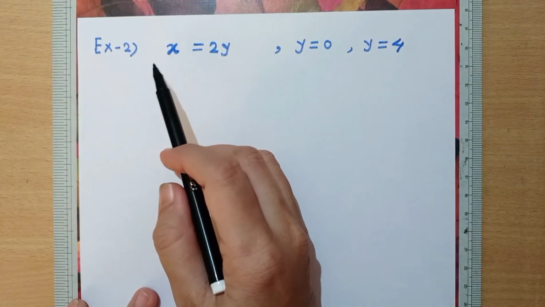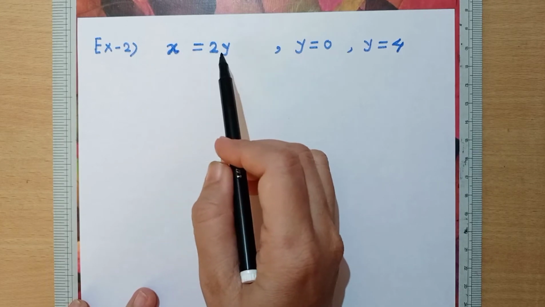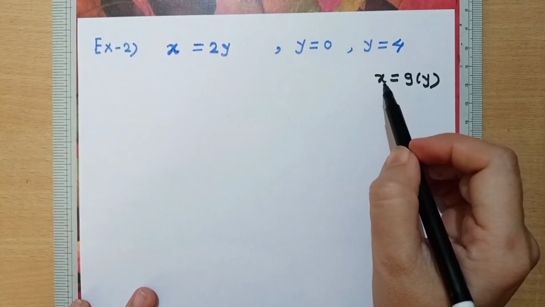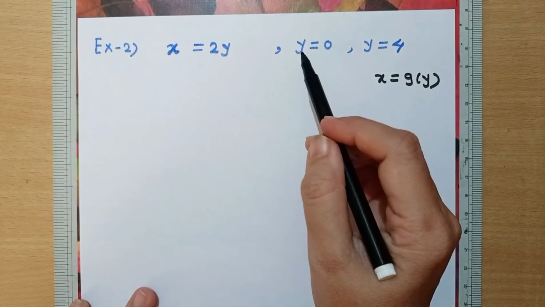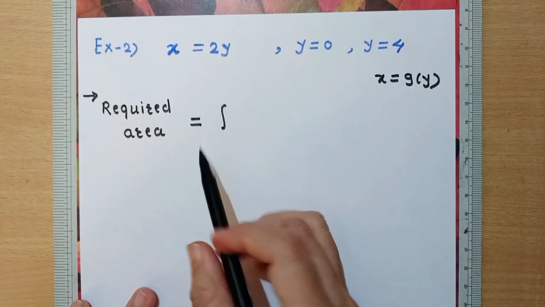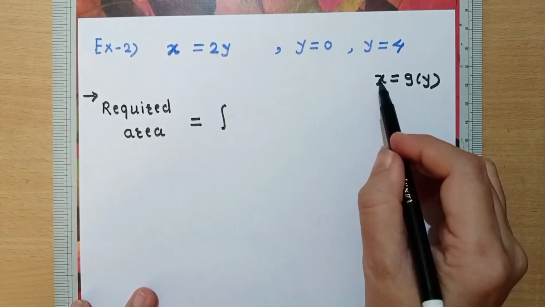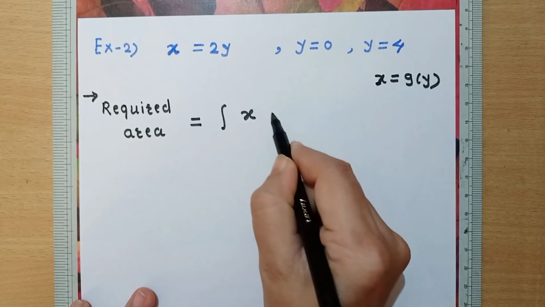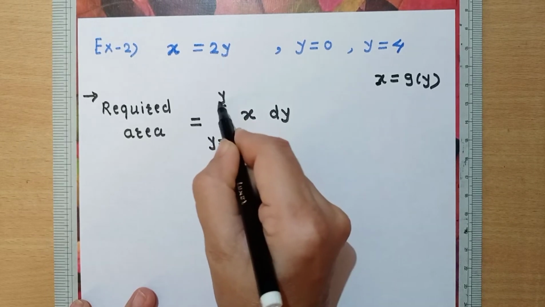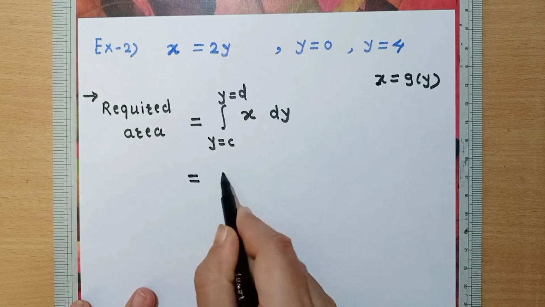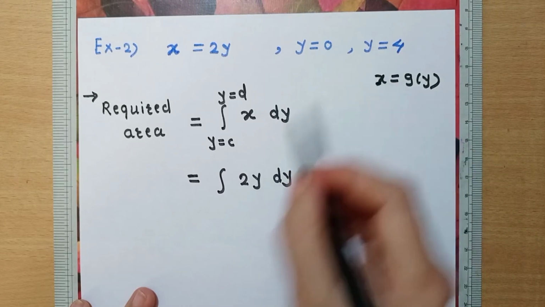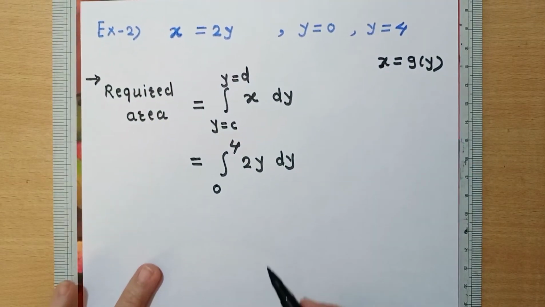Now check this second example. Here it is given x is equal to 2y, when y is equal to 0 to y is equal to 4. This function is of the form x is equal to g of y. We have been given bounds on the y-axis, so we will use the formula: required area is equal to, since this is a function of y, we write here x and then dy, and write down the limits from y is equal to c to y is equal to d. Now substitute values, so x is 2y and dy, and the limits from 0 to 4.